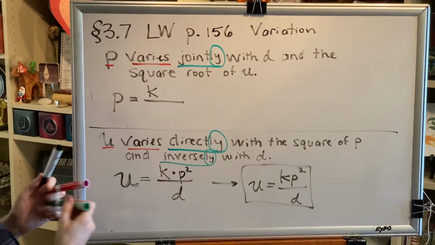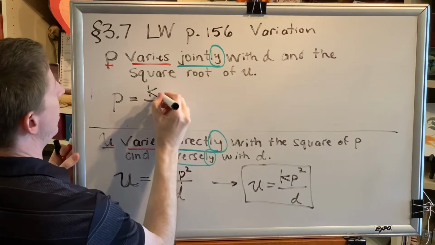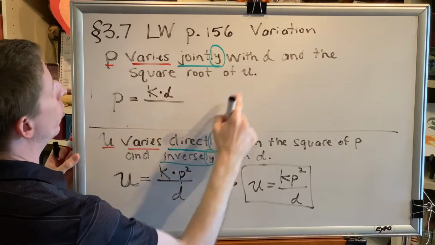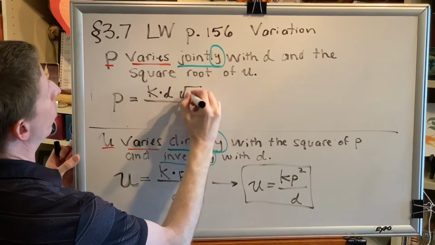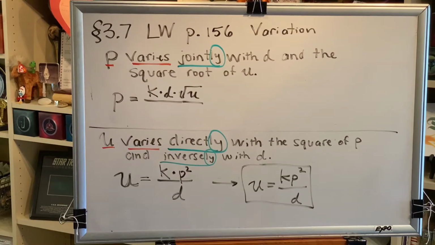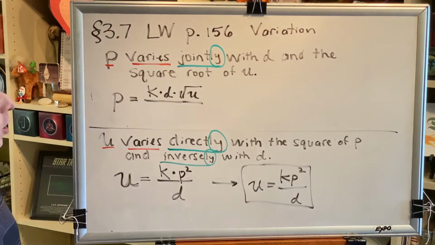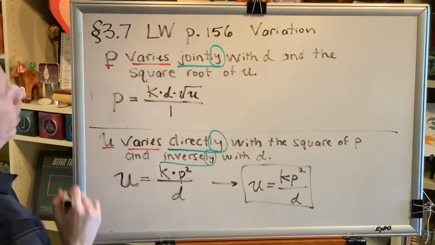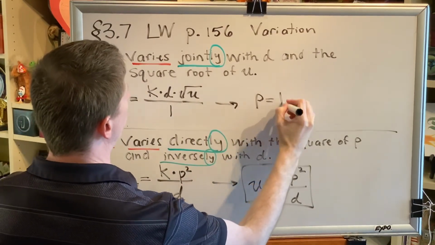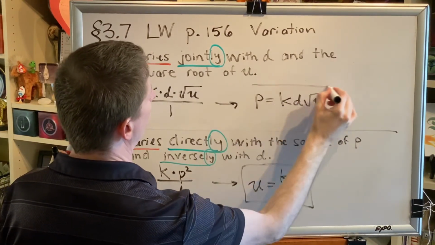So that means the stuff is going to go in the numerator, and it's going to be multiplied with the K. So D in the numerator multiplied with the K, and the square root of U also goes in the numerator where it's multiplying with K. Now for the first time, we now do step 4, which says, if necessary, replace an empty denominator with a 1. And anything divided by 1 is itself, so as we simplify, we get P equals K D square root of U, and this is our final answer.